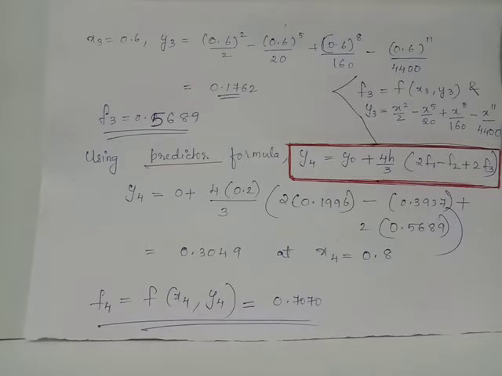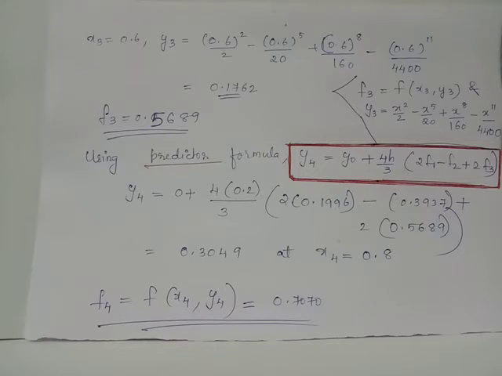Having found x3 and y3, we have f3 equals f of x3, y3, which equals 0.5689. We have the predictor formula for y4 given by y4 equals y0 plus 4h by 3 times (2f1 minus f2 plus 2f3). We have evaluated f1, f2 and f3. Also we have y0 equals 0. Giving all the particular values of f1, f2, f3 and y0, also h equals 0.2, we will get the predicted value of y4 as 0.3049.